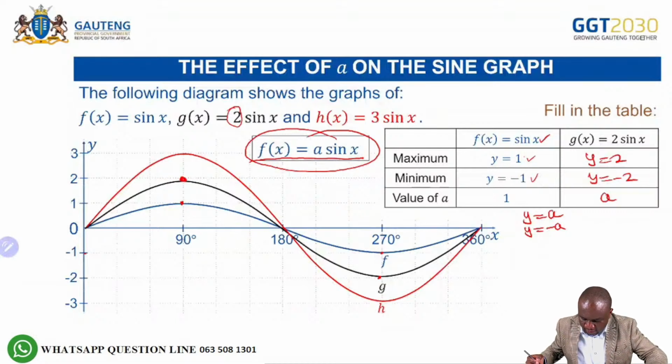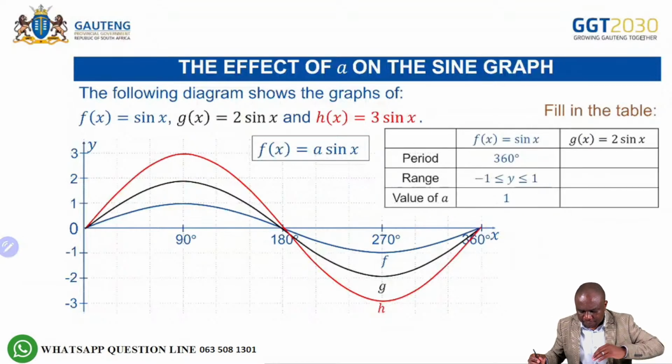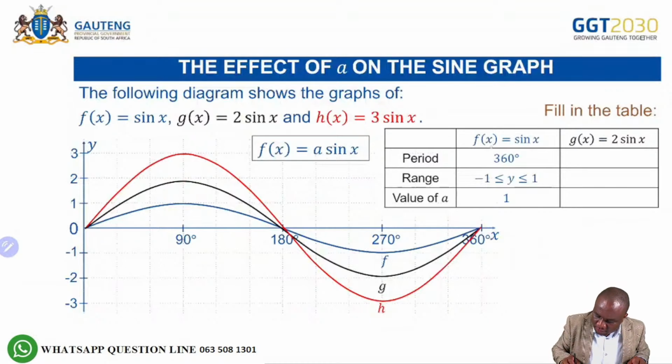Right, and then we have this table. The period, we talked about the period of the graph in the previous lesson. For f of x is equal to sine x, the period is 360 degrees. Let's look at the black graph, the g of x graph. It will repeat itself after how many degrees? It is still 360 degrees. You can check that.